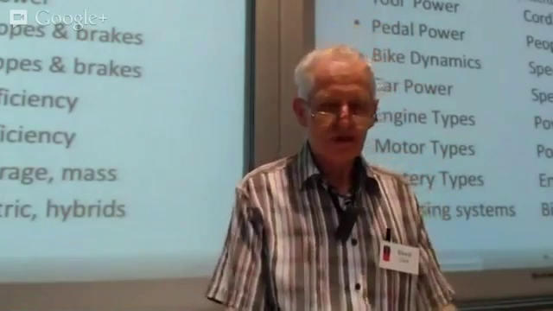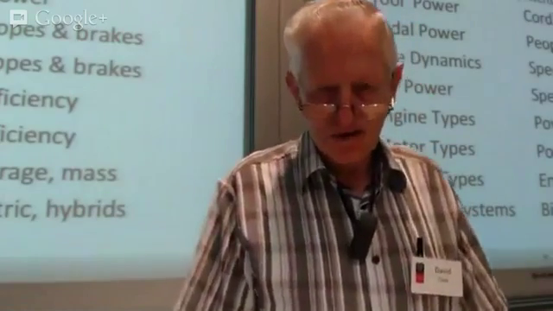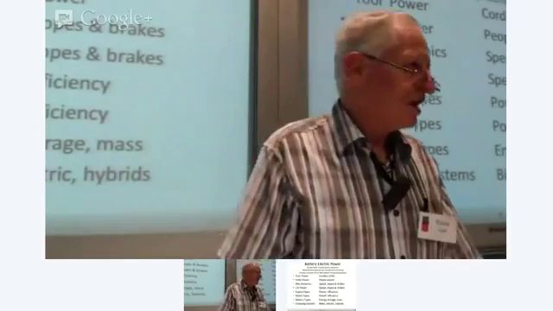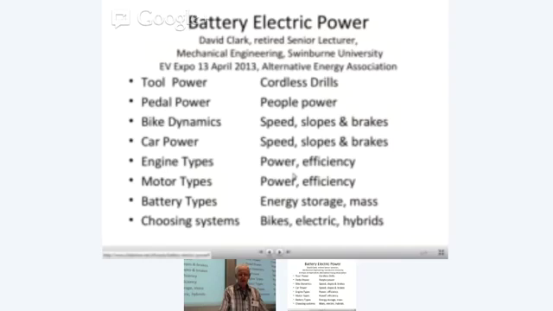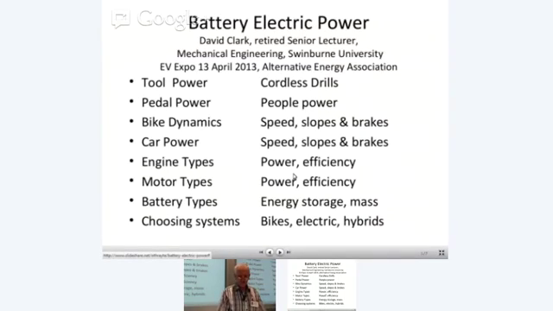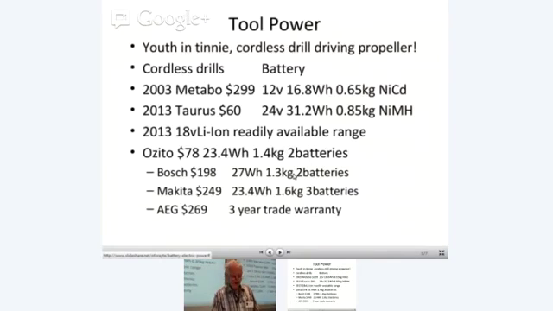Then we'll talk very briefly about motor types, engine types, meaning fueled engine types, and electric motors. Then battery types, particularly energy storage and the mass of them. And then finally we'll wrap up with choosing systems: bikes, electric cars and hybrids. So we'll go to the second slide now.